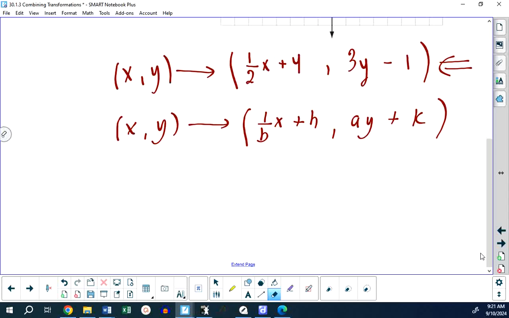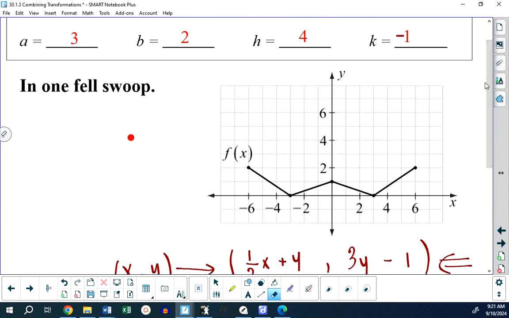Now, let's finish this off by doing this in what I call one fell swoop, just in one shot. To me, this is easier. Everybody's different, right? So I look at this and I say I need to stretch this vertically by a factor of 3. I need to stretch it horizontally by a factor of 1/2. And now I'm going to shift it 4 to the right and 1 down. 1, 2, 3, 4, 1 down.